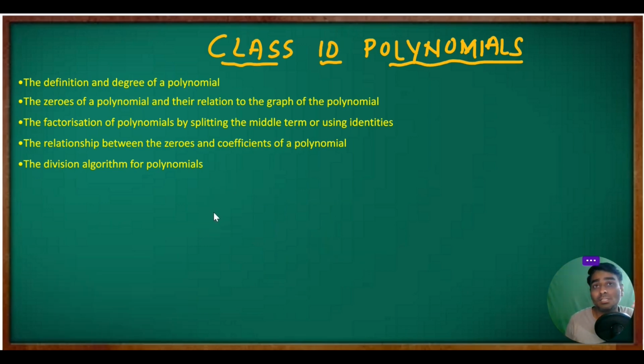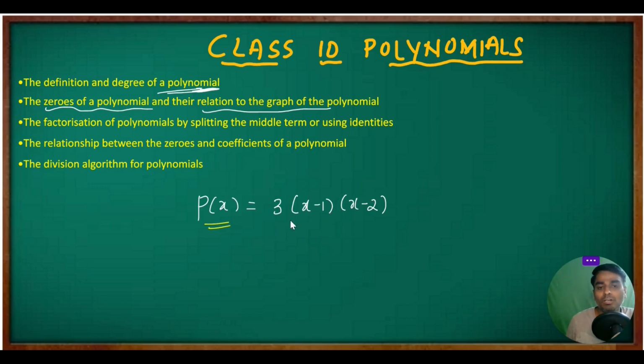Like this, you just need to identify the highest power of the variable. That is going to be the degree of the polynomial. Let's go to zeros of the polynomial and the relation to the graph of the polynomial. Let's take a polynomial p of x equal to 3 into (x minus 1)(x minus 2). I'm explaining the concept of zeros.